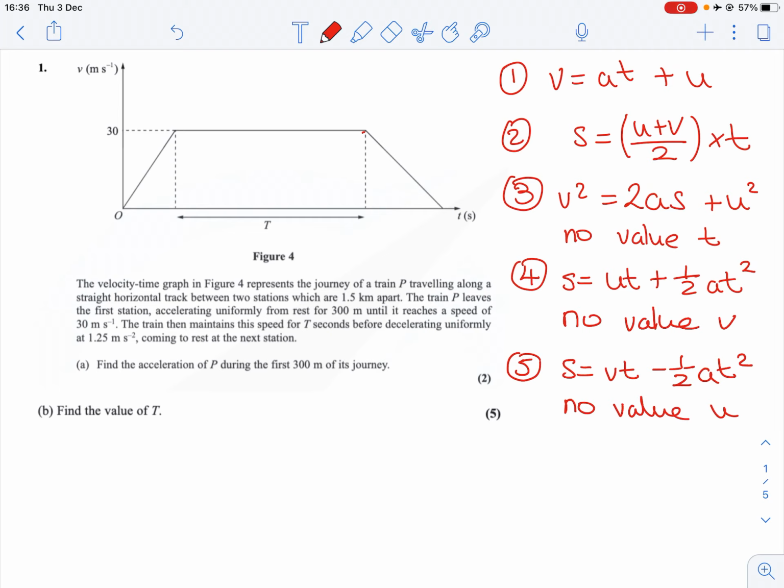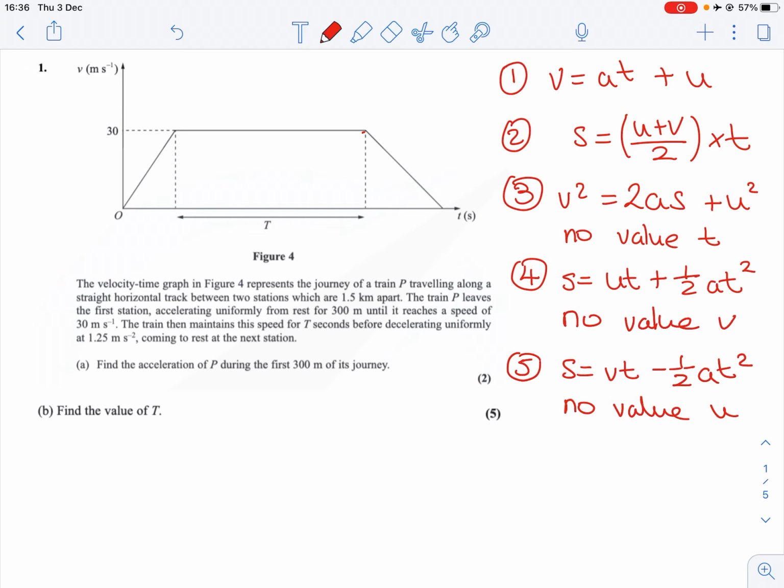So we're definitely going to use those 5 formulas in the test. It's really important you memorize those 5 formulas by heart and know when to use each one of them. So let's look at question 1 together. With mechanics, it's about reading the question and understanding it.